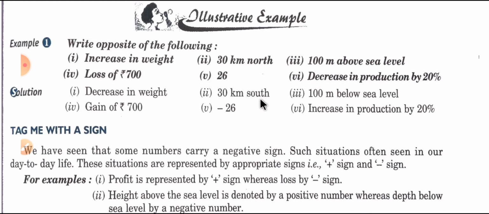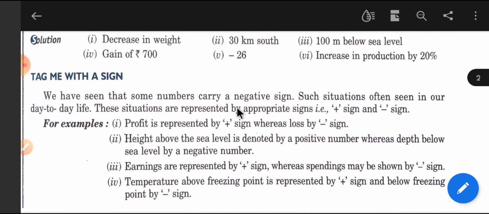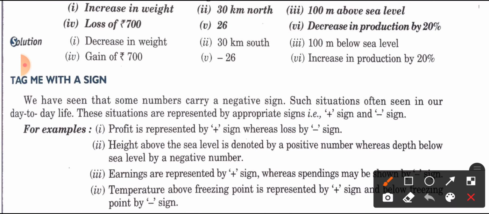Now, how do we represent a quantity with a sign? We have seen that some numbers carry a negative sign. Such situations are often seen in our day-to-day life. And what are the different situations? For example, profit is represented by a plus sign. It means if we buy a thing for 10 rupees and we sell it for 15 rupees, we got a profit of 5 rupees.